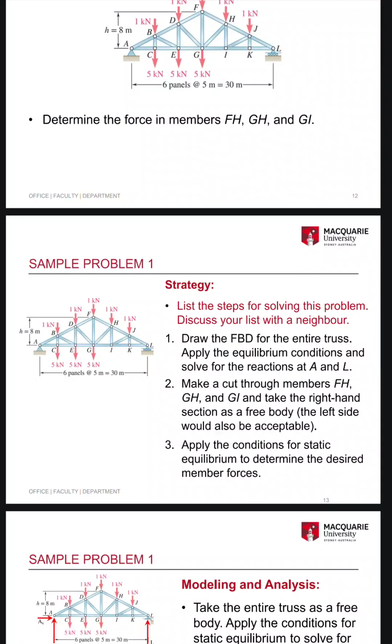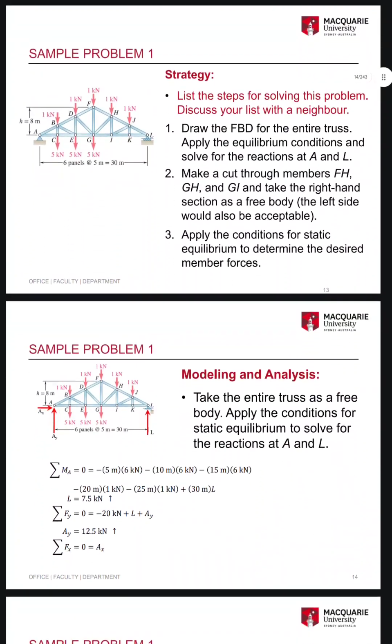List the steps for solving this problem. Discuss your list with a neighbor. Do the FBD for the entire truss. Apply the equilibrium conditions and solve for the reactions at A and L. Make a cut through members FH, GH, and GI and take the right-hand section as a free body. The left side would also be acceptable. Apply the conditions for static equilibrium to determine the desired member forces.